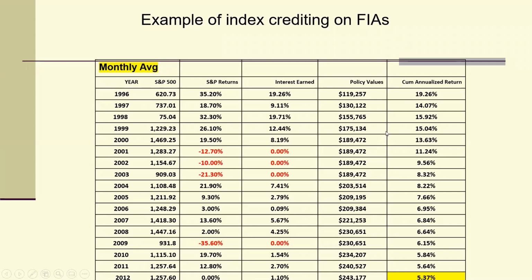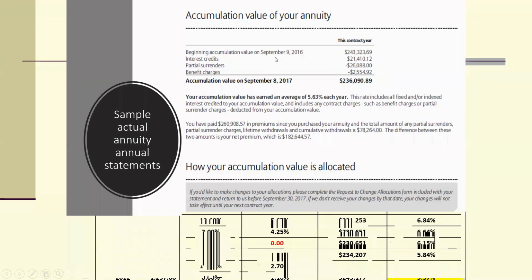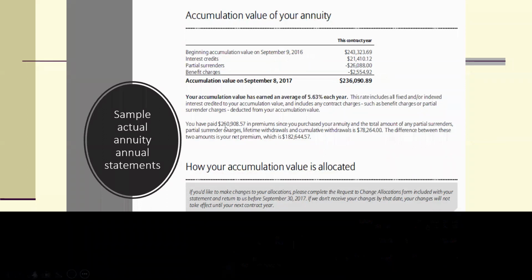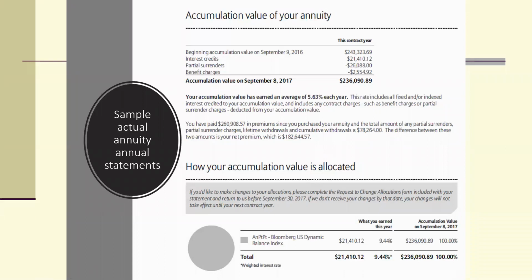Now, what I'm going to show you next is some examples of contracts that I've observed over the years to show you how they perform over a specific period of time. And this is a contract from a client who purchased this in 2016. The initial premium here was, let's see, $260,000, almost $261,000. But they've taken free withdrawals of almost $80,000 during that period of time. So their net premium here would have been $182,000, essentially.